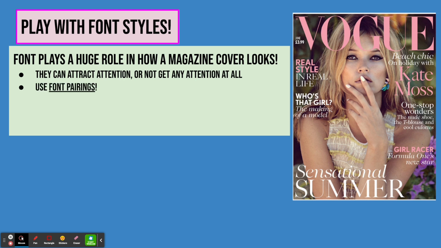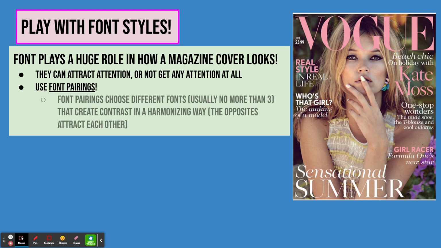Use font pairings. So font pairings are when you pair two different fonts together, such as Who's That Girl? That's one type of font, and the one below is a completely different font. It's very thin, it's very light. It has more serifs in it. So that's what I mean by pairing. Pairing opposites is really popular. We're going to talk more about font pairings as we get into the project.